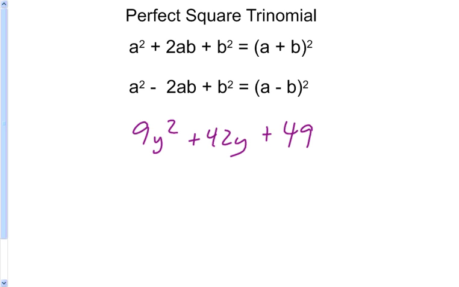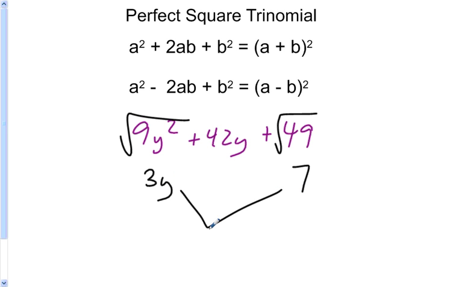If I take the square root of the first term, 9y squared, that gives me 3y. If I take the square root of the 49, I get 7. If I take the 3y times the 7, I get 21y. Well, in the middle, I have 2 times that, which gives me 42y. So this expression here, 9y squared plus 42y plus 49, is a perfect square trinomial.